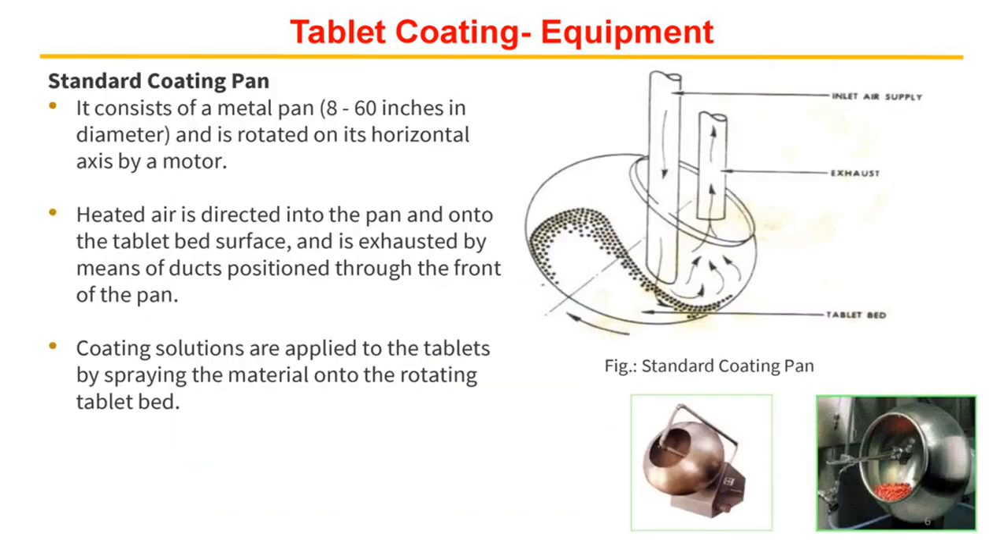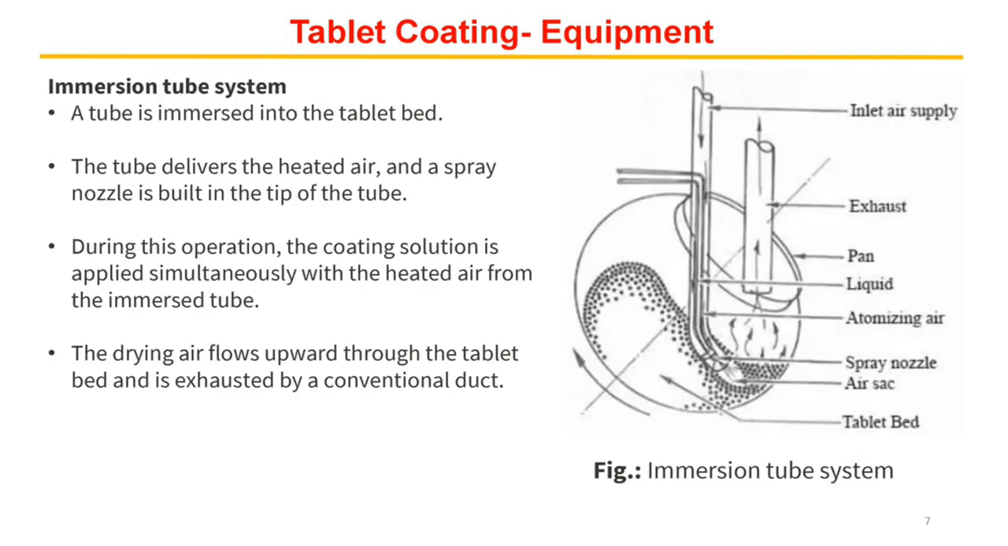Tablet coating equipment: Standard coating pan. It consists of a metal pan, 8 to 60 inches in diameter, and is rotated on its horizontal axis by a motor. Heated air is directed into the pan and onto the tablet bed surface, and is exhausted by means of ducts positioned through the front of the pan. Coating solutions are applied to the tablets by spraying the material onto the rotating tablet bed. Fig. Standard coating pan.